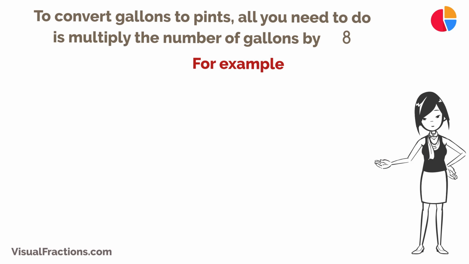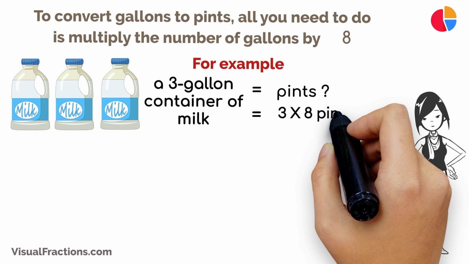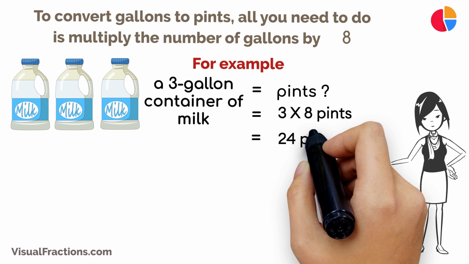For example, if you have a 3-gallon container of milk and you want to know how many pints it contains, simply multiply 3 gallons by 8. That's a total of 24 pints.